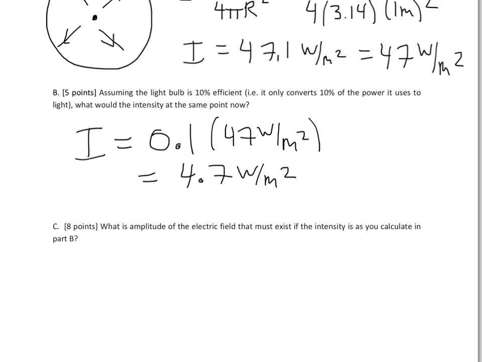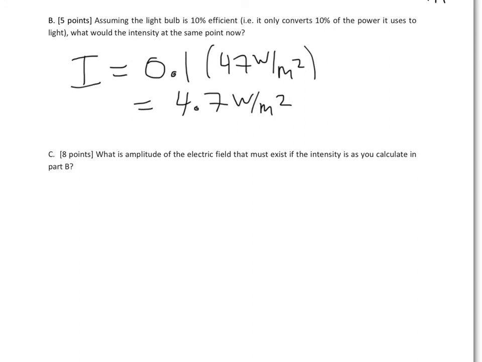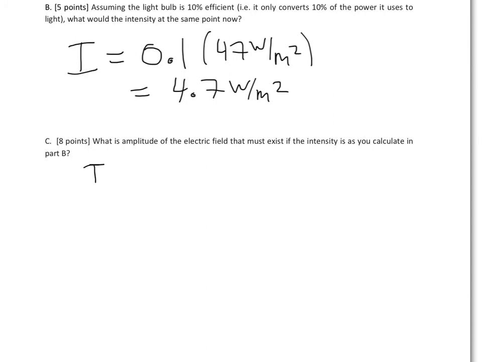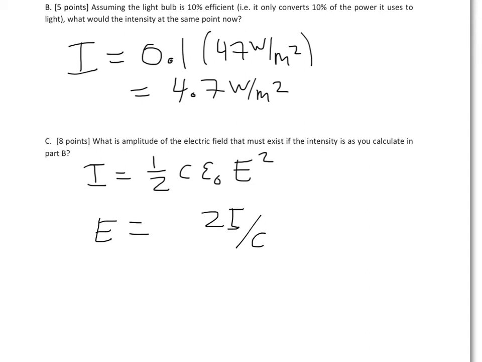Alright, let's look at the next problem. To solve this problem, you need to use the following formula, that the intensity is related to the amplitude of the electric field by the following formula. Where this is the speed of light and this is the permittivity constant, epsilon naught. So we can solve that equation for the electric field amplitude. Like that.